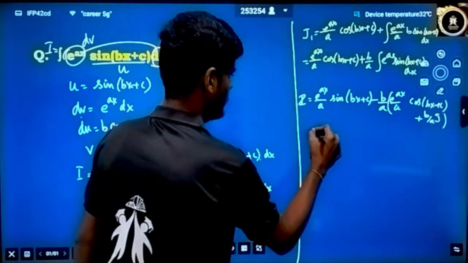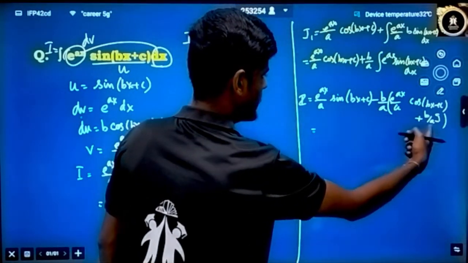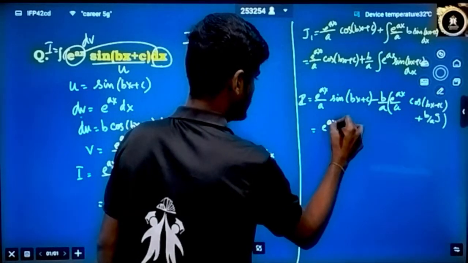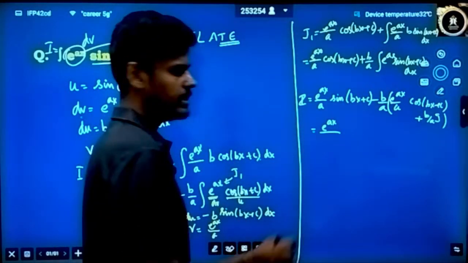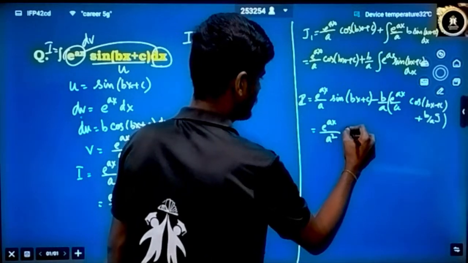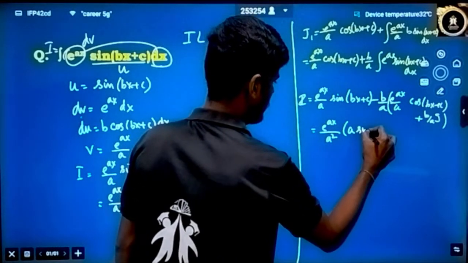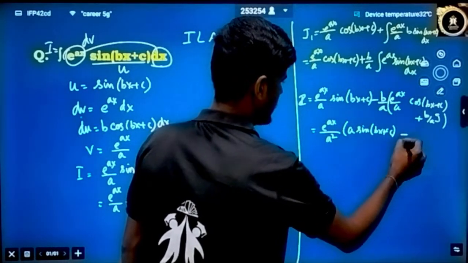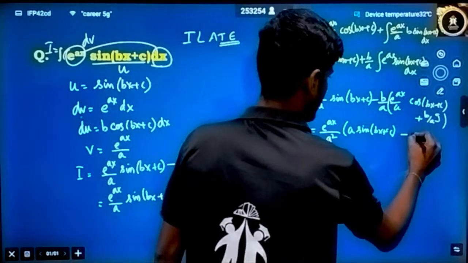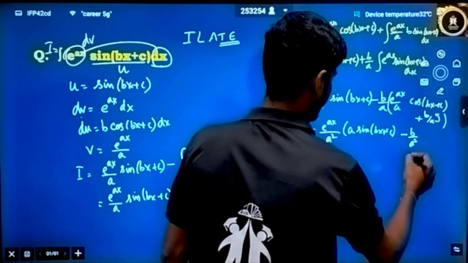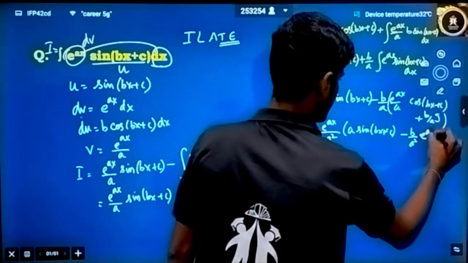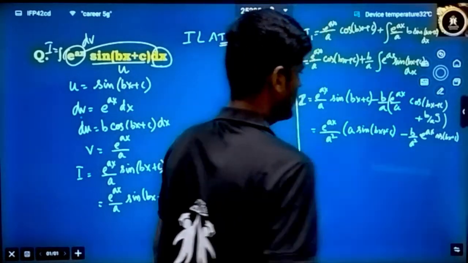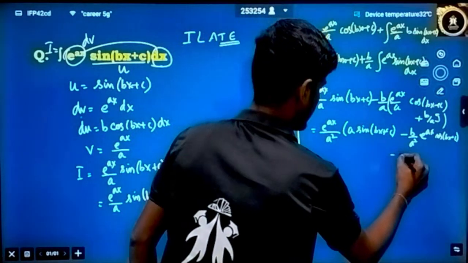Now we can simplify this. This is equal to minus b square by a square I. This is e power ax, we can multiply and divide by a here. Then we will get e power ax by a square into a sin bx plus c, minus of b by a square e power ax cos of bx plus c, minus b square by a square I.